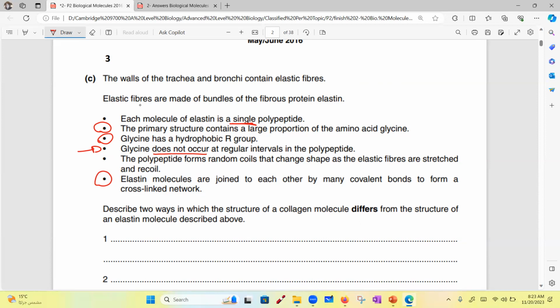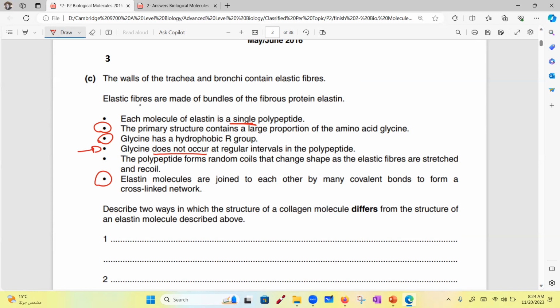Farouk, tell me what are two differences between collagen and elastin? Very easy question. Identify 3 polypeptides: where? In the elastin or the collagen? In the collagen. What else is different? Regular intervals. Okay, every third.